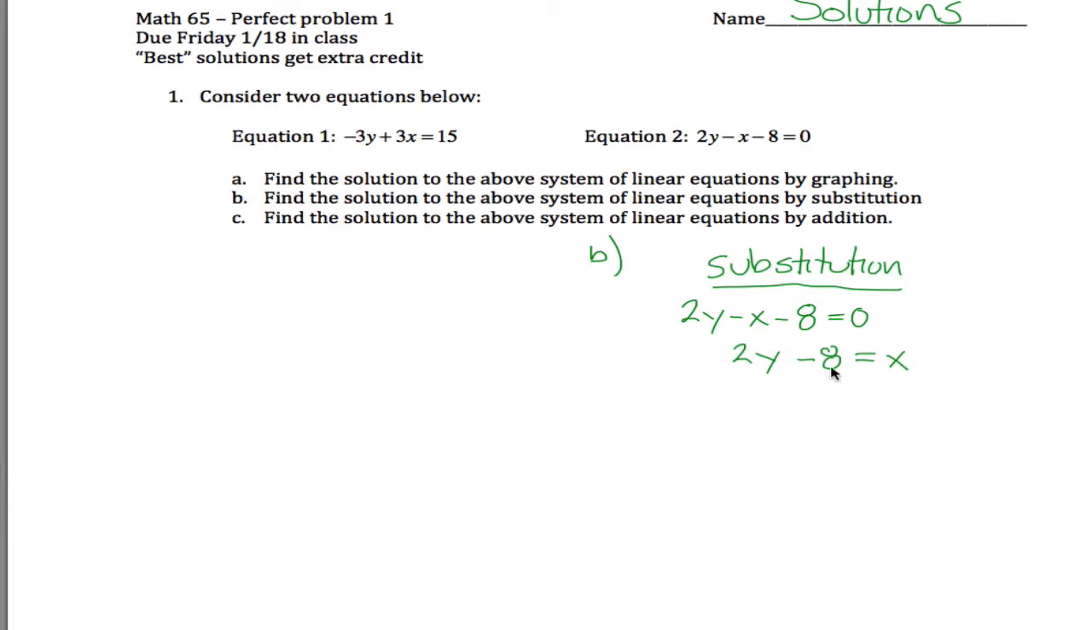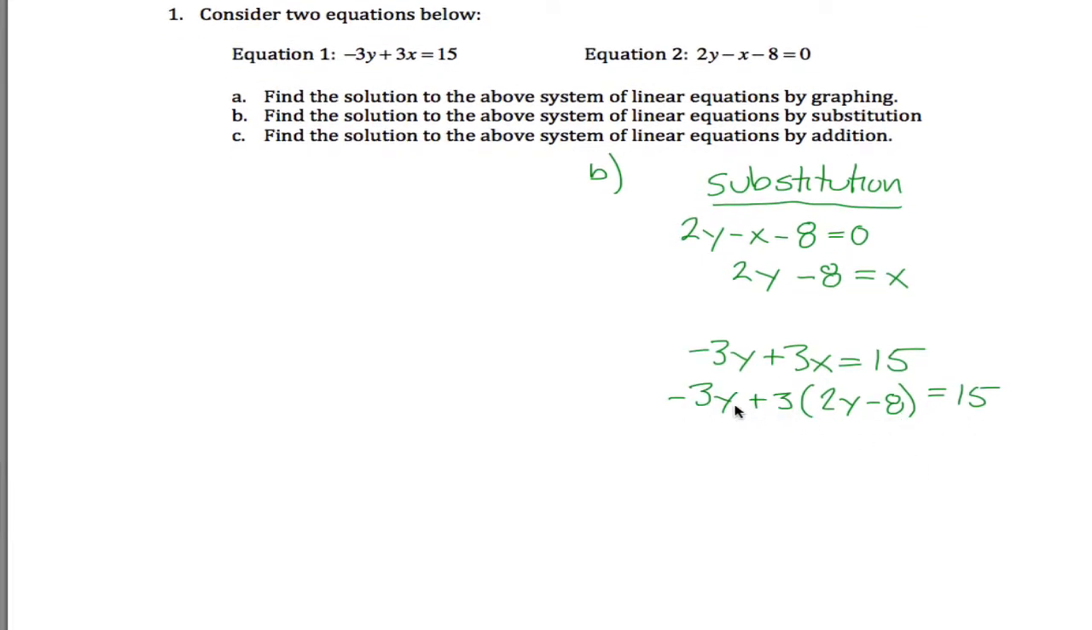I've solved for one of the two variables, and that's good because now I can take the other equation, which is, maybe I leave a little bit of room, negative 3y plus 3x equals 15. And since I know what x is, I can plug in here, put in 2y minus 8 instead of x. So I can get negative 3y plus 3. And then instead of writing x, I'm going to write 2y minus 8 is equal to 15.